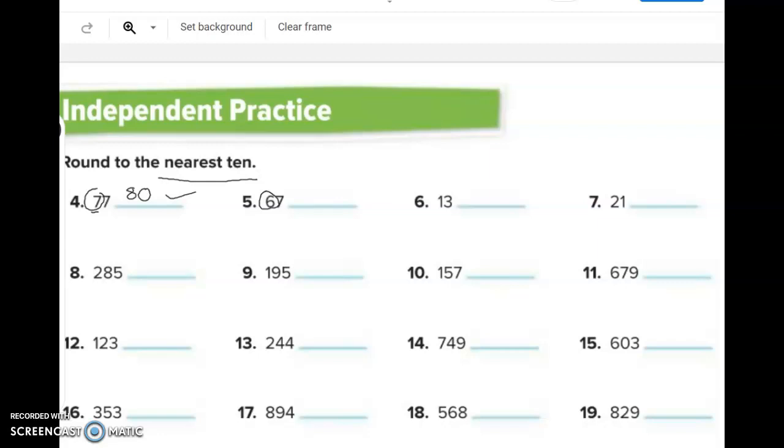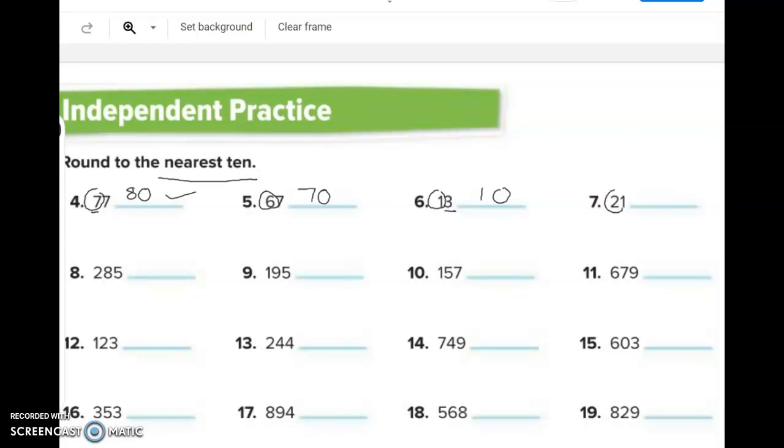And again, 7 is above 5, so it means that the 6 will become a 7, and the last digit will be a 0. If we look at number 6, the digit in the tens column is a 1, and in the units column, or the ones column, we have a 3. 3 is below 4, so it means that we have to drop that down to 0, and the 1 will remain the same.